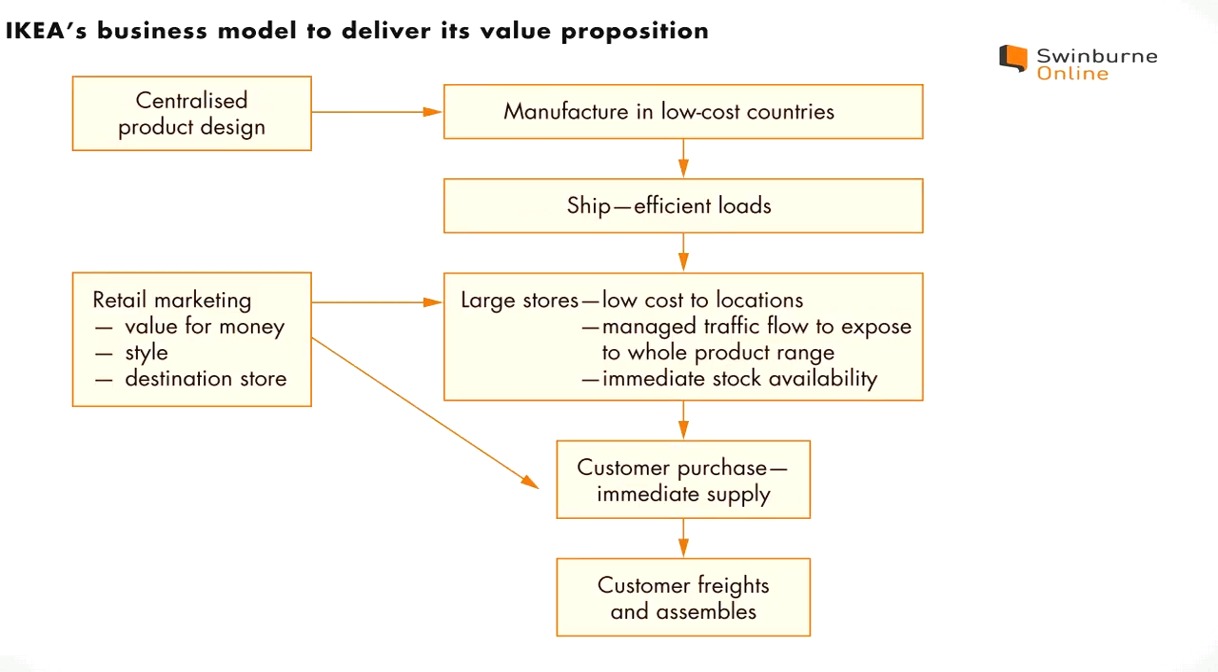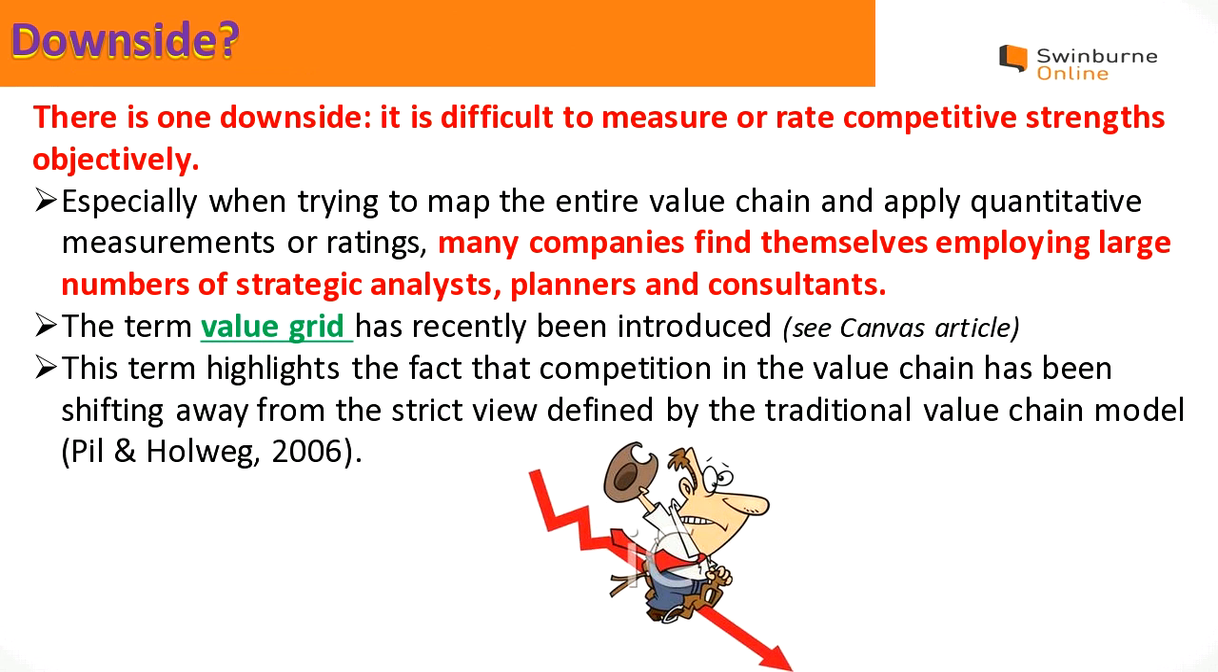Okay, so here's a shot of IKEA's business model to deliver its value proposition. They have a centralized product design, manufacture in low-cost countries, keep the costs down, ship in efficient loads, large stores in low-cost locations, and so on. Value for money, style, and so on. So that's how IKEA is looking at their value chain.